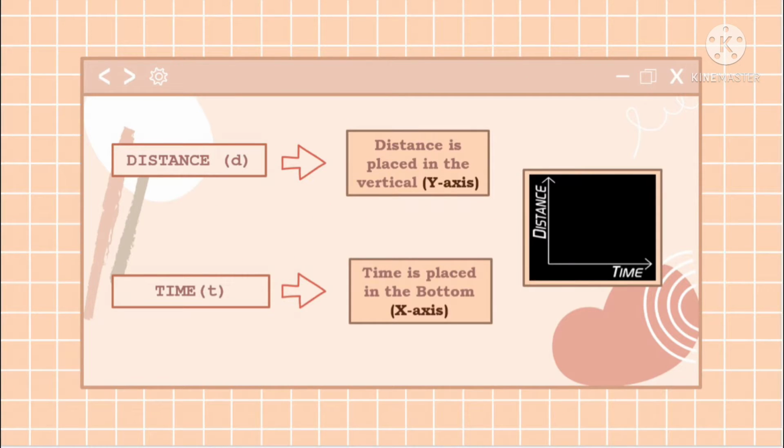Where are the distance and time located? Distance is placed in the vertical y-axis, while time is placed in the bottom x-axis. As we can see, the arrow shows the direction of distance and time. The further to the right, the longer time from the start, while the higher up the graph we go, the further we are from the start.